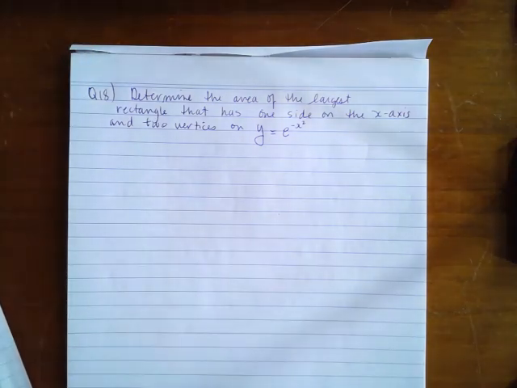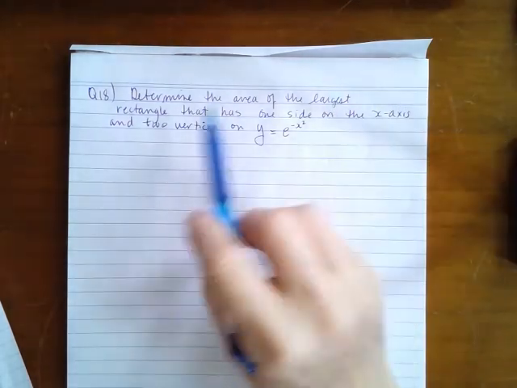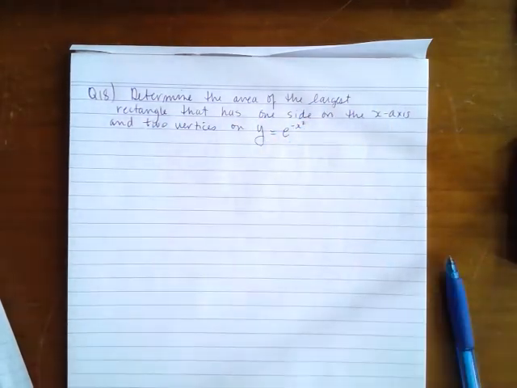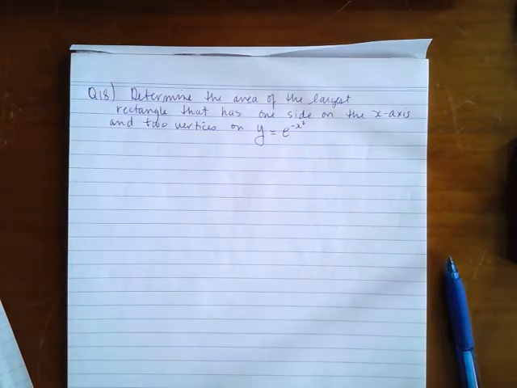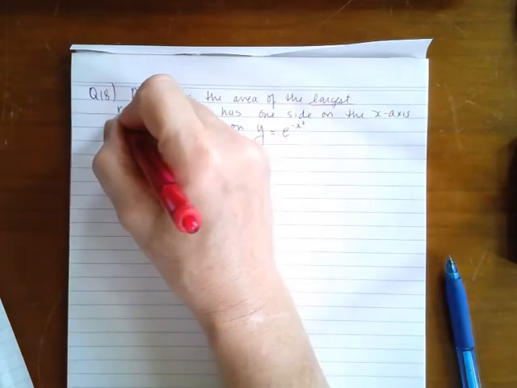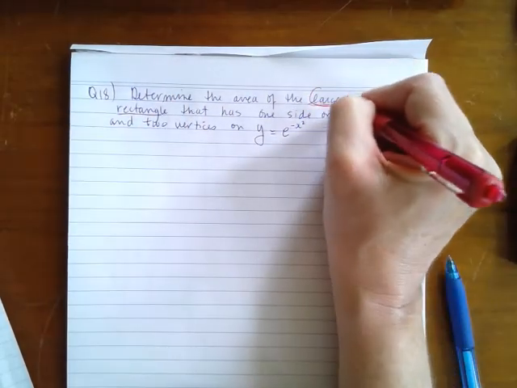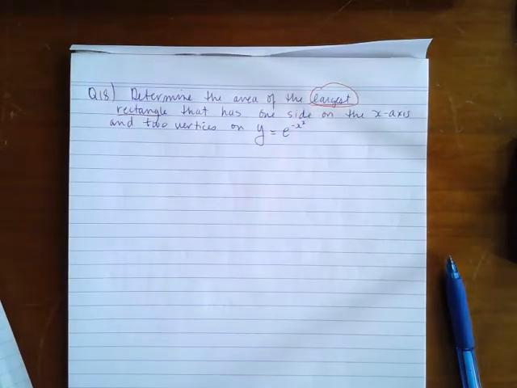Okay, this was requested, it's number 18 from one of the mock exams, and it says determine the area of the largest rectangle that has one side on the x-axis and two vertices on this thing. So these things pop up a lot. I've seen a bunch of these lately. Largest rectangle, it means area, and largest means I need to take the derivative and find the maximum area. So I'm going to have to come up with an expression for area.